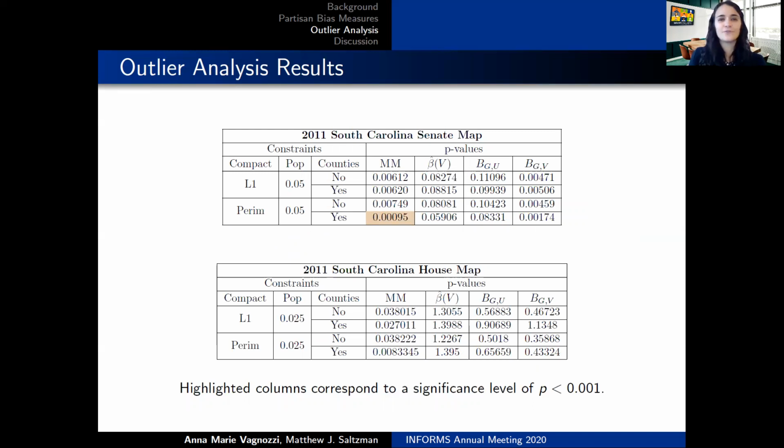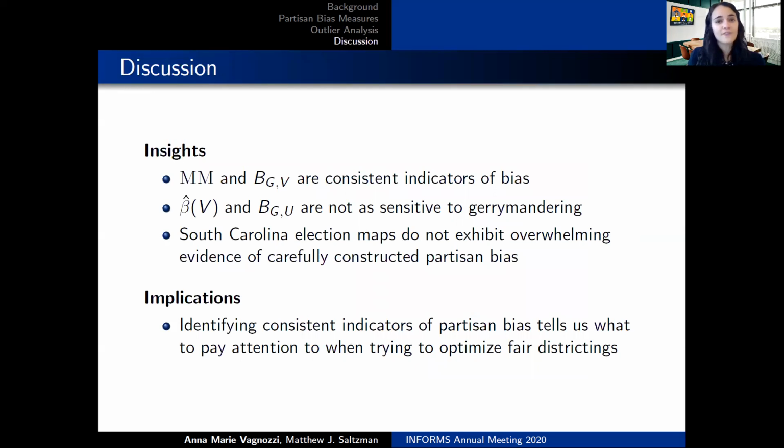So what can we conclude from all this? Well, from our look at the Pennsylvania maps, we can say that median-mean and variable geometric partisan bias both perform as consistent indicators of partisan bias, while the point estimate and the uniform geometric bias are not as sensitive to gerrymandering. In addition, by applying these measures to the South Carolina congressional and legislative maps, we see that the South Carolina election maps do not exhibit overwhelming evidence of carefully constructed partisan bias.